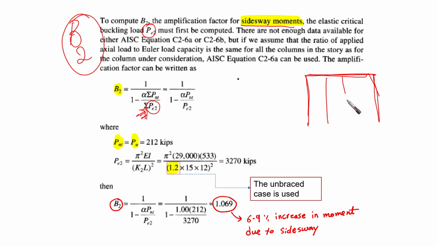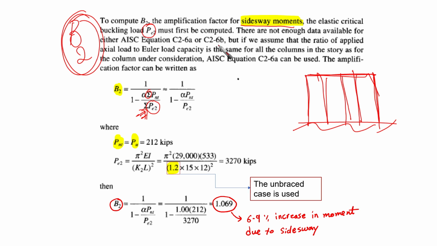As I said many times, there is a difference between B1 and B2. B1 is local, B2 is global. We are talking about summation here. This summation means that we need to know all the columns' conditions, but we do not know, and the example didn't provide us with any data regarding the capacities or PE2 for the columns. So there are not enough data available for either AISC equation, the two equations C2-6a and 6b.